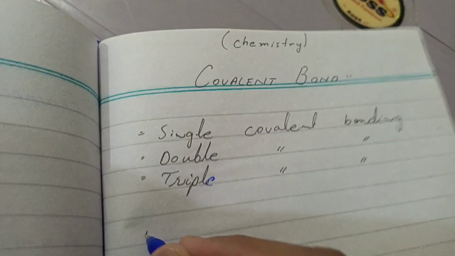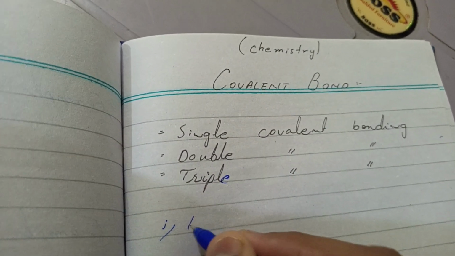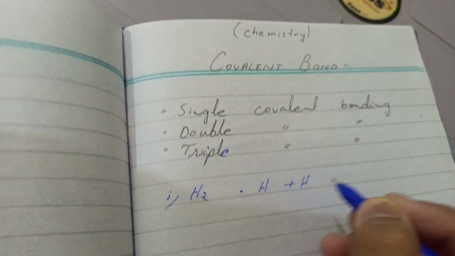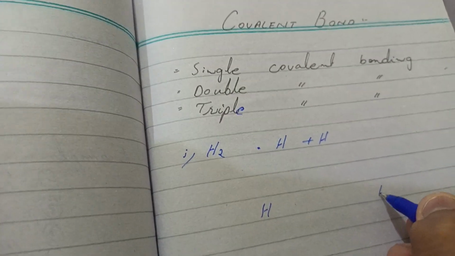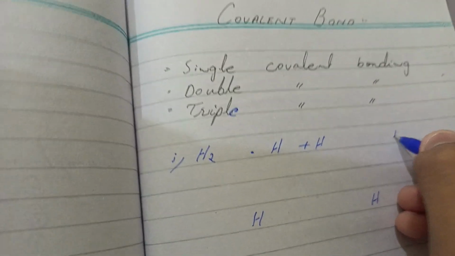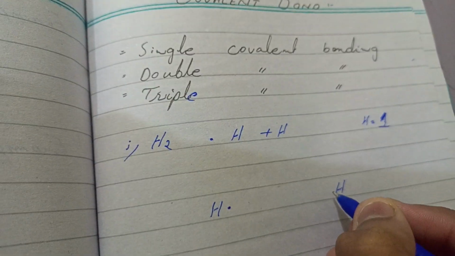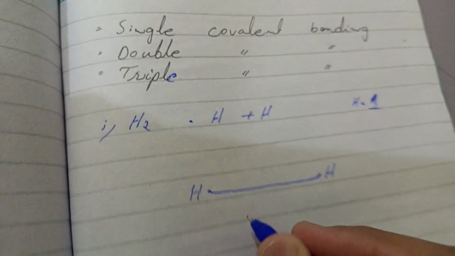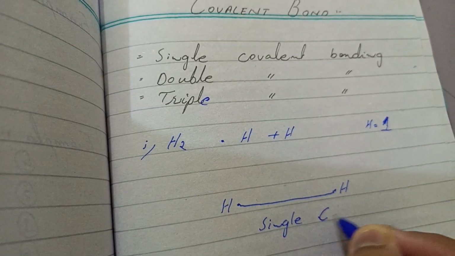Firstly, let's take an example of a single covalent bond. For example, to make H2, you need H plus H. We put H here and H here. H contains only one electron in its valence shell, the first shell. So we put one electron here and make a bond. This is what we call a single covalent bond.